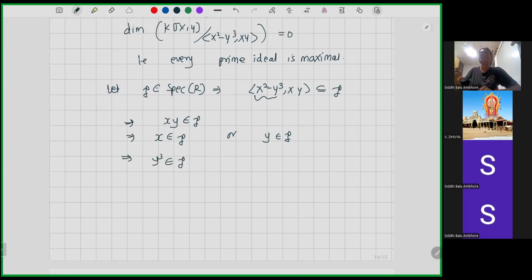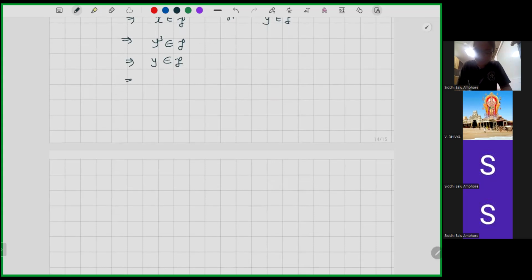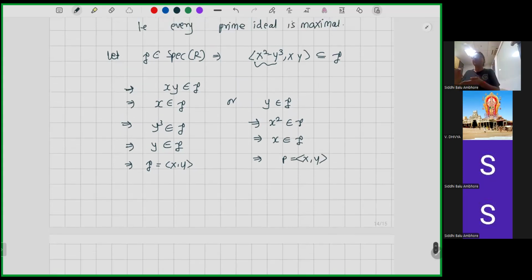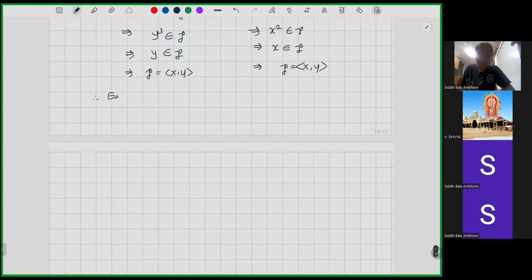Because x is in P, x square is in P. Once I have x square in P, and x square minus y cube is in P, I subtract so that I get y cube. And the moment I have this, I get y in P. So therefore this prime ideal P becomes (x, y). And similarly here, once I have y in P, this will imply my x square belongs to P, by a similar argument x belongs to P, and this implies P is (x, y). So we started with some prime ideal and ended up getting that P is exactly the maximal ideal (x, y). Therefore every prime ideal is maximal in R.